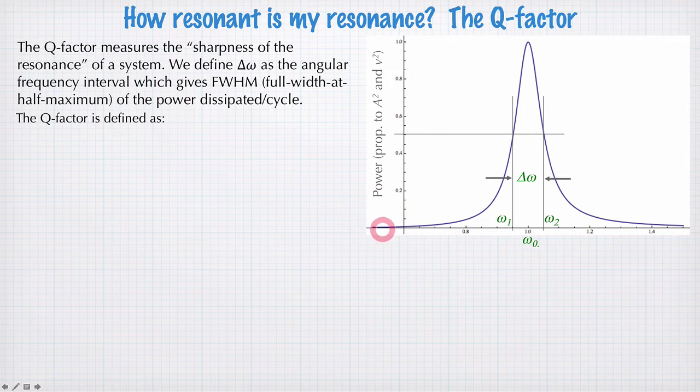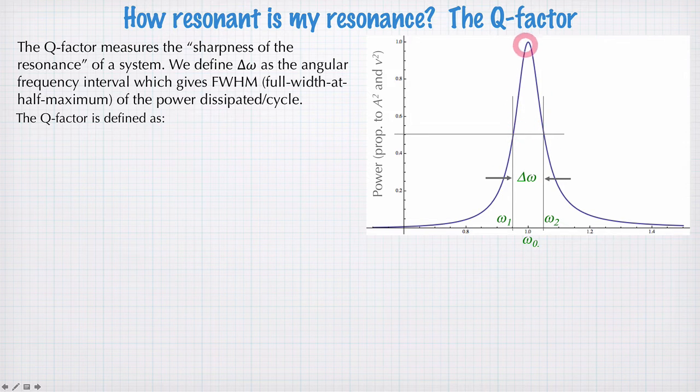So let's think about a curve here where what we're doing is driving a resonator, and we're increasing the driving frequency until we hit resonance here. This is the resonant frequency. We go past resonance and the response drops. And what I've plotted here is the power dissipated by the resonator.